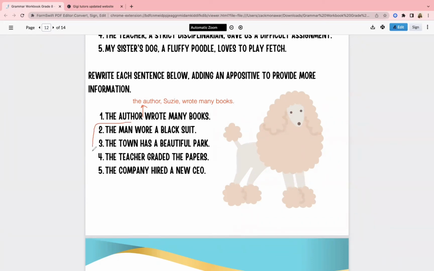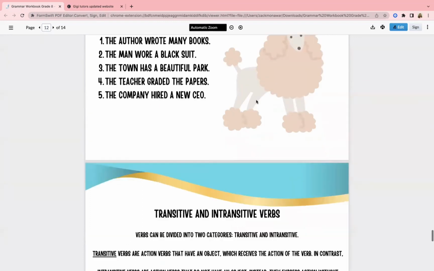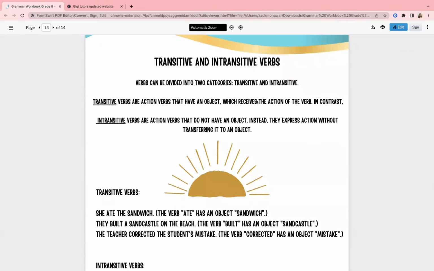What is her name? Her name is Susie. And you can continue doing this for the rest of them, 2 through 5. Go ahead and do on your own. And you can always comment down below what you used as your appositive in these sentences.